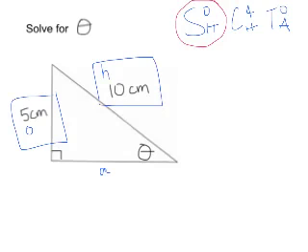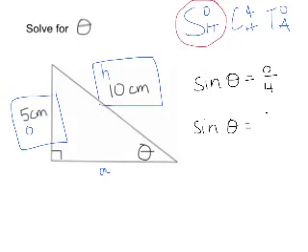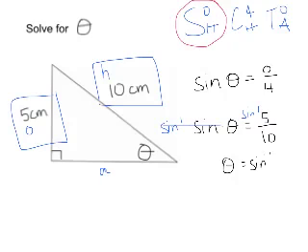So I'm going to set this up as the sine of theta is equal to my opposite over hypotenuse. I'm looking for theta, so I have sine theta equals 5/10. In order to get theta all by itself, I'm going to take the sine inverse of both sides. Sine and sine inverse undo each other, so I'm left with the sine inverse of 5/10. If I type that into my calculator, I end up with theta is 30 degrees.